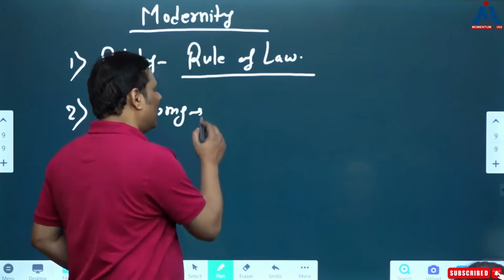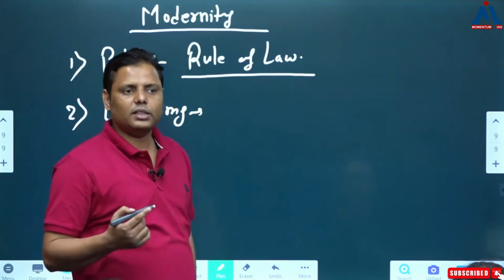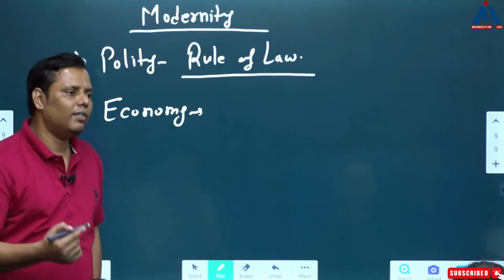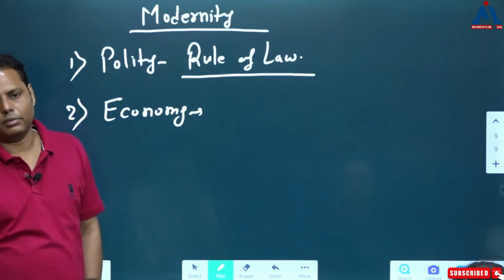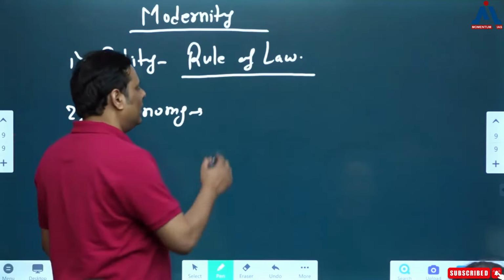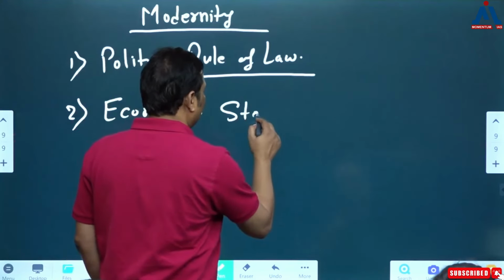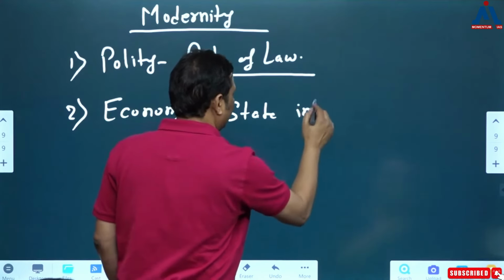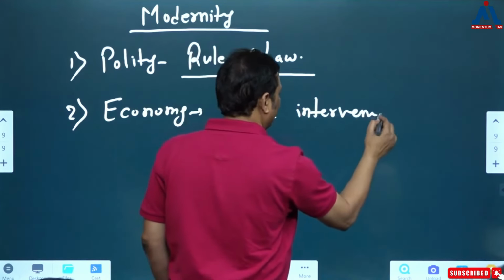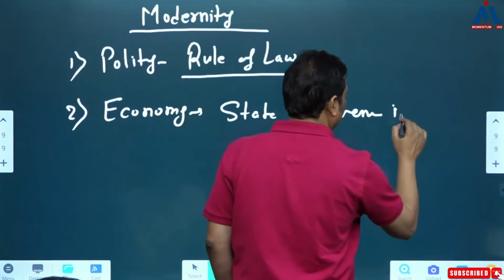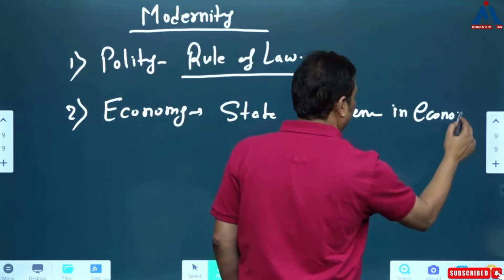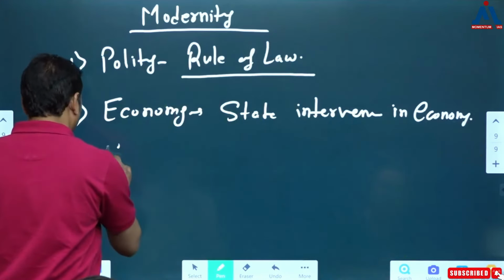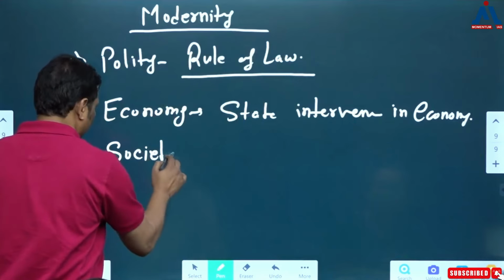But the moment it comes to modern, I think you all know there's one policy which is called mercantilism. Correct? And what is mercantilism? Where state is intervening in the economic activities, that is mercantilism, nothing else. Correct? So basically when the state intervenes in economy, that becomes the indicator of modernity. Okay? Third, now it comes to society.